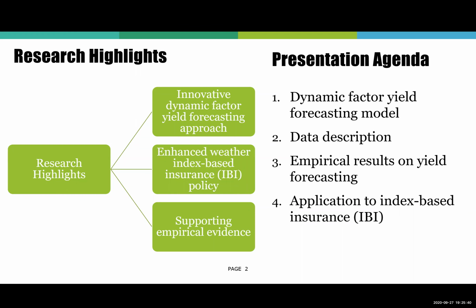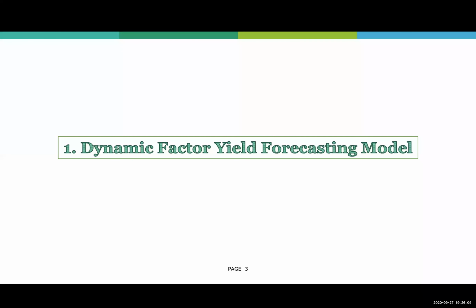The remainder of this podcast is structured as follows. First, we introduce our proposed dynamic factor crop yield forecasting model. We then describe the data and present the empirical results validating our proposed model. We conclude the podcast by presenting a new index-based insurance scheme and demonstrate its effectiveness. We now briefly describe our proposed dynamic factor model.